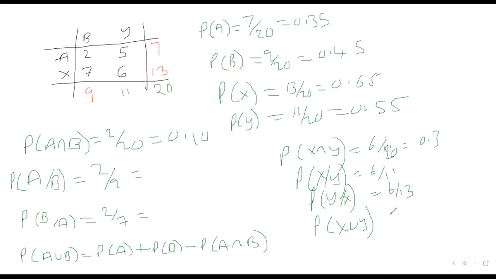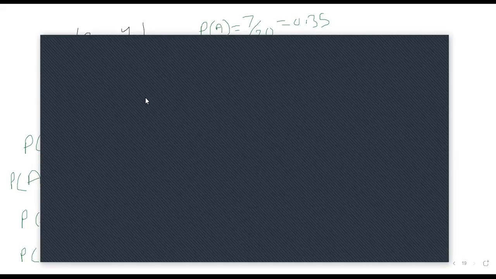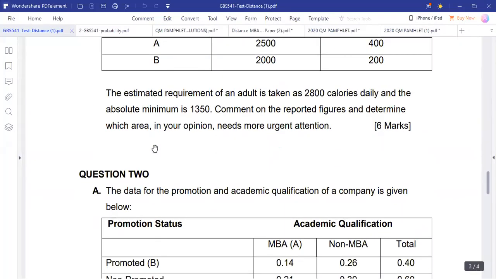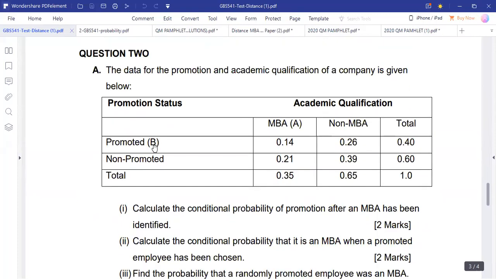So we now go to the test which the colleagues wrote on distance. I haven't shared this one. Let me share it now. So this one here, I want you to now use that knowledge to lead me to try question number 2.